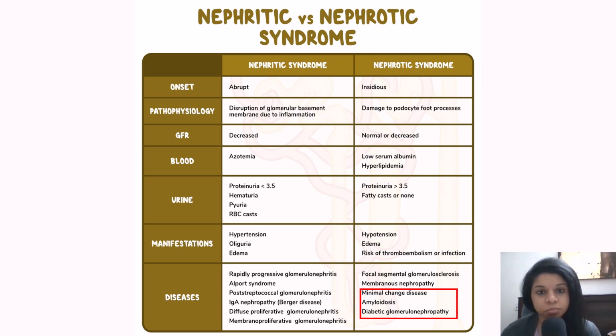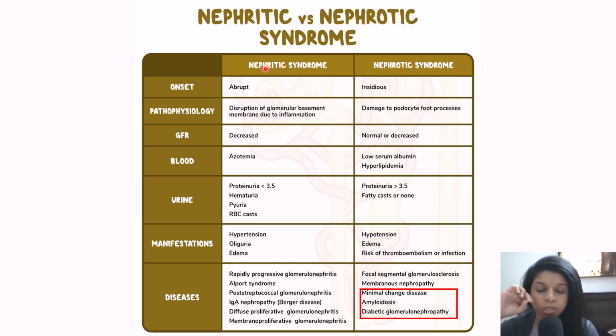So, what is nephrotic syndrome and what is nephritic syndrome? Firstly, I will tell about nephritic syndrome. I said the filtration membrane is formed by three things. One is podocytes that are formed by the visceral epithelium of the Bowman's capsule.